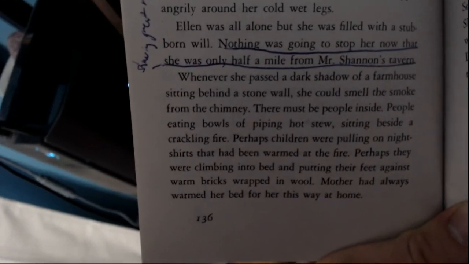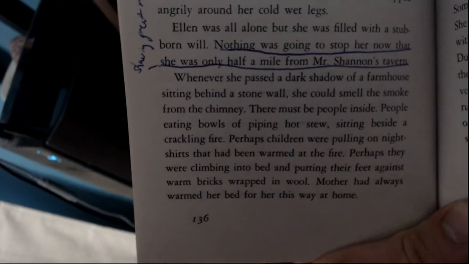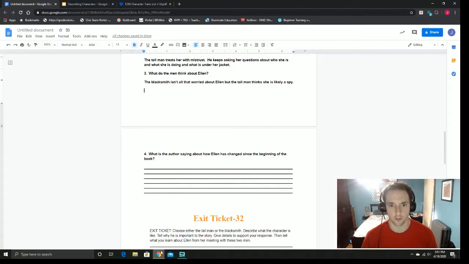It's on page 136. It says, "Nothing was going to stop her now that she was only half a mile from Mr. Shannon's tavern." This is showing that she has great determination, that she's not going to let anything stand in her way. In the very beginning of the book, she didn't think she could do this at all. She was upset with her grandfather for putting this on her. But now she is unwilling to stop for any reason, even if two very, very big, scary, grown men are asking her questions about what she's doing.